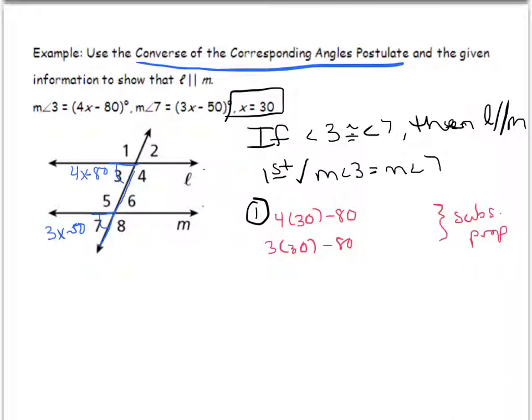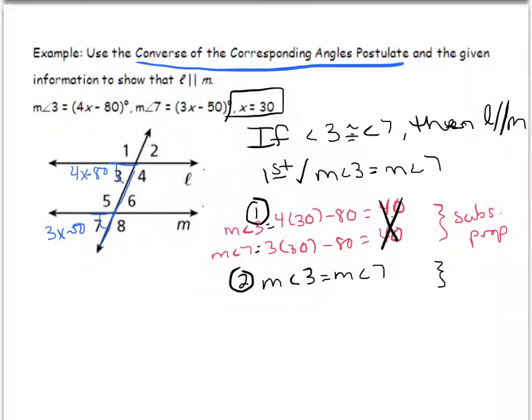What happens is you get that this was the measure of angle 3, and this is the measure of angle 7. This one equals 40, that's 120 minus 80, and this one equals 40. So you realize that the measure of angle 3 equals the measure of angle 7. If angle 3 is 40 and angle 7 is 40, well, cut out the middle man, and we get angle 3 is congruent to angle 7. This, remember, is the transitive property.